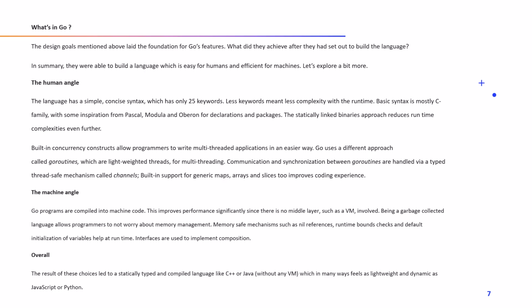Overall, the result of these choices led to a statically typed and compiled language like C++ or Java, but without any virtual machine, which in many ways feels as lightweight and dynamic as JavaScript or Python.